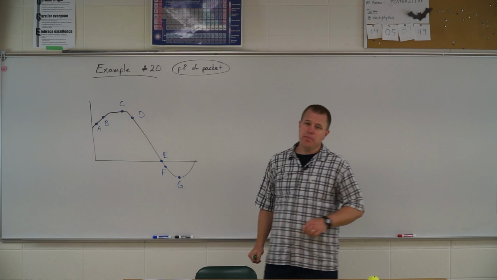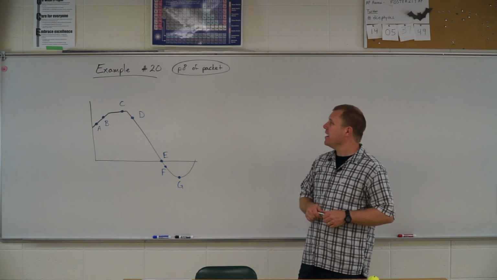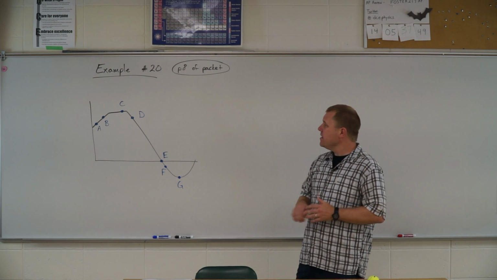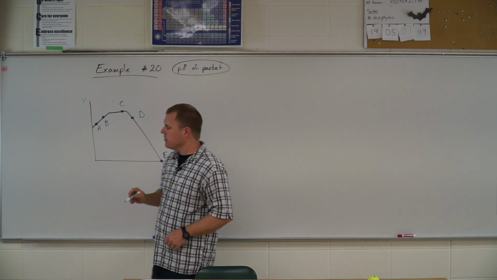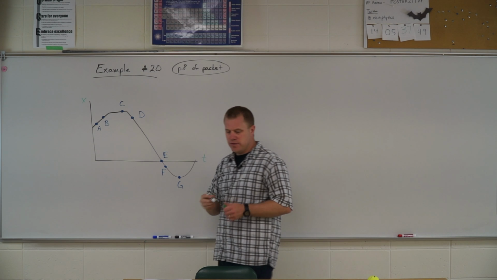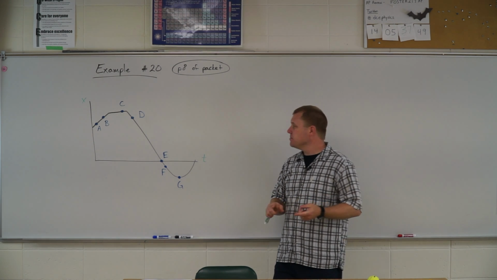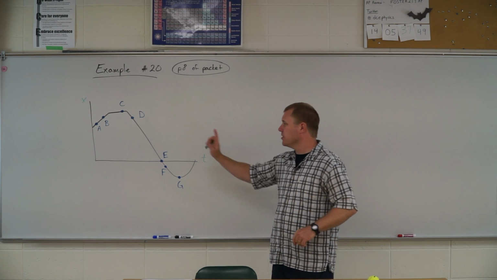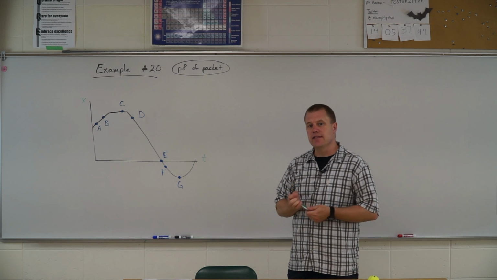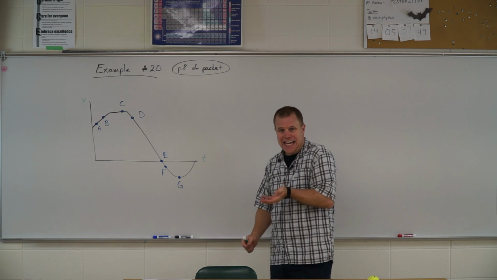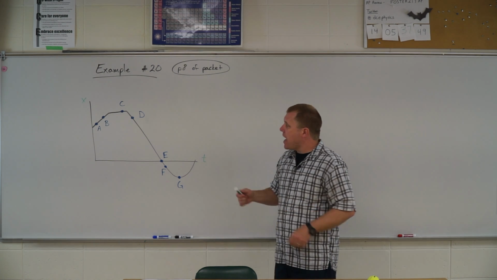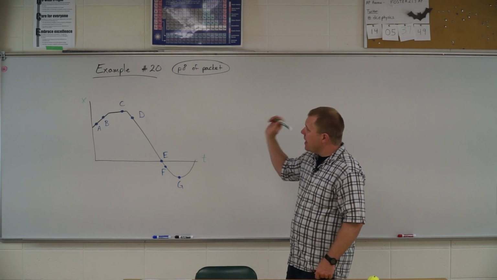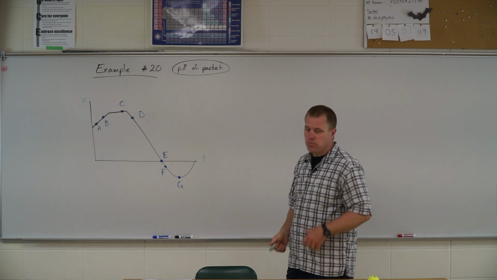All right, we're looking at the example on page number 8 of your packet, number 20. And here we have a position versus time graph. So x on the vertical axis, time on the horizontal axis. So that automatically tells me that if I want to look for velocity, I need to look at the slope. If I want to look at the acceleration, I got to look for the concavity or the curvature of that graph. All right, so they ask me to find what is the velocity at each one of these points.